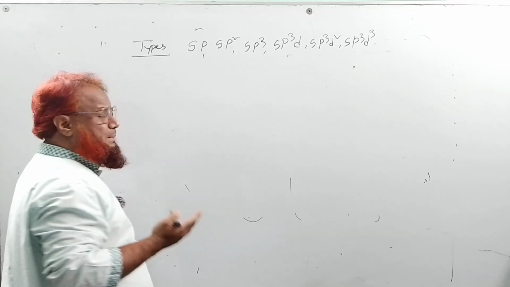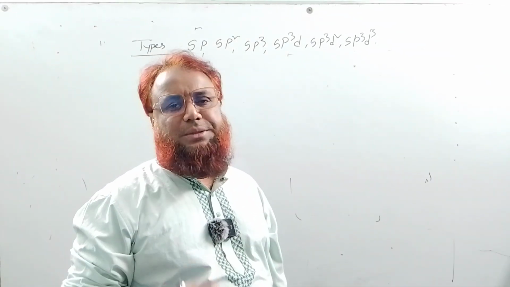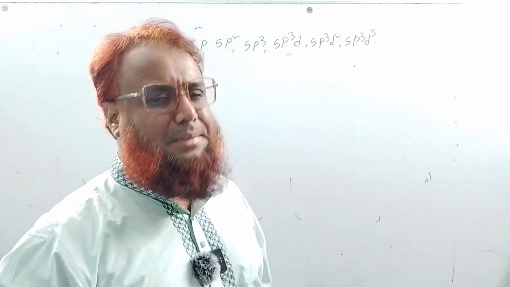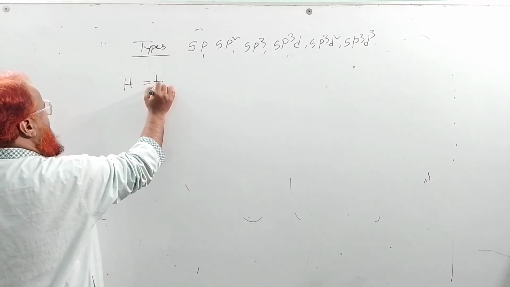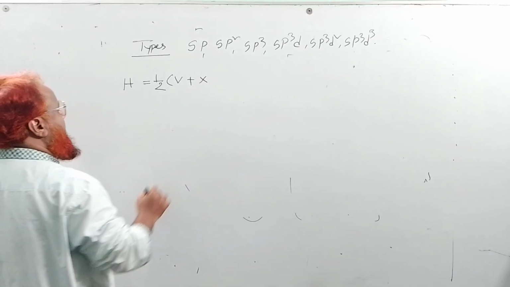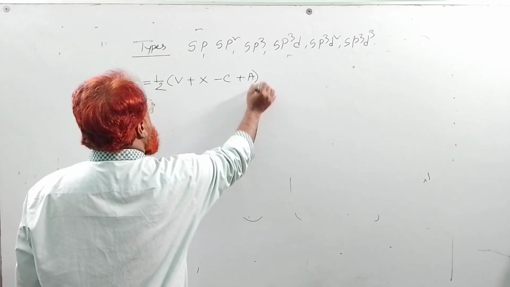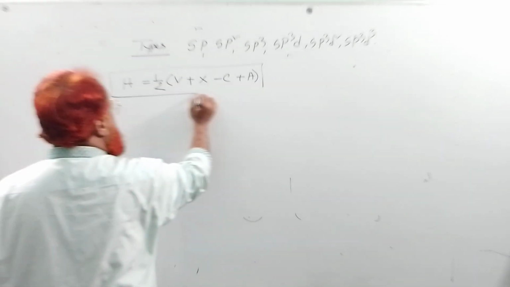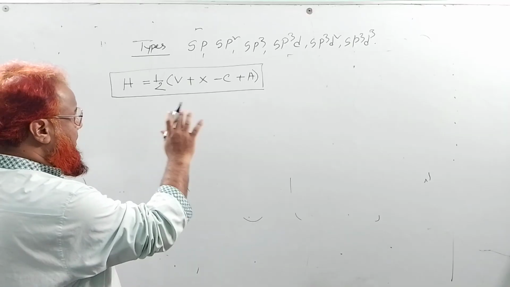So, we have to know some rules to select the hybridization process present in a particular molecule. So, now we will find out the rules. H equal to half V plus X minus C plus A. So, using this formula, we will find out the type.